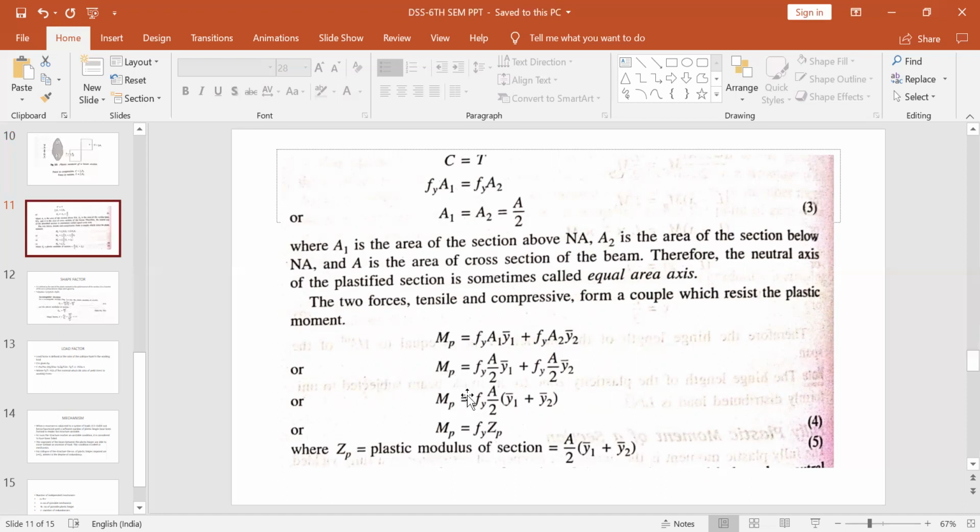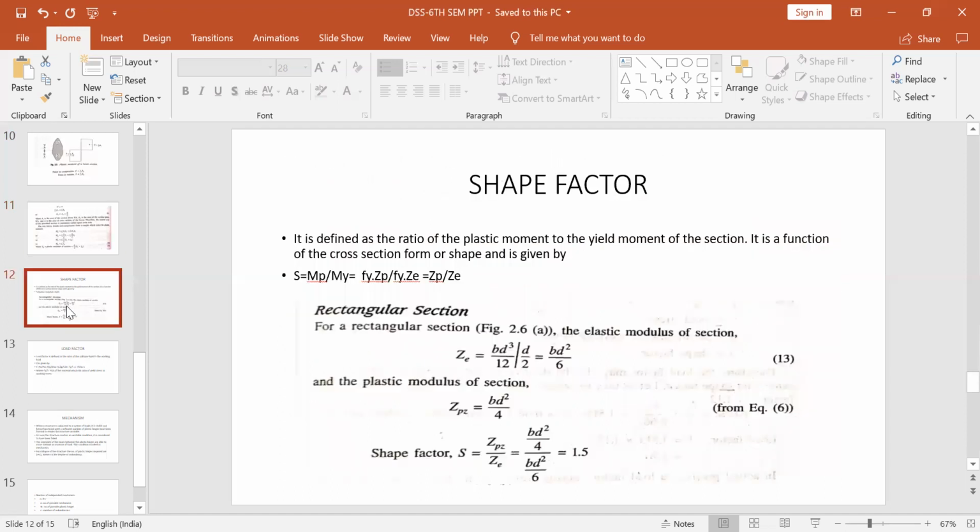This is a kind of derivation of how to find the plastic section modulus. In the same way, you have to find the elastic section modulus. If you know the elastic neutral axis, you can find the elastic section modulus. This you have already studied in your strength of materials. Okay. Now let us come to the next section, that is shape factor.